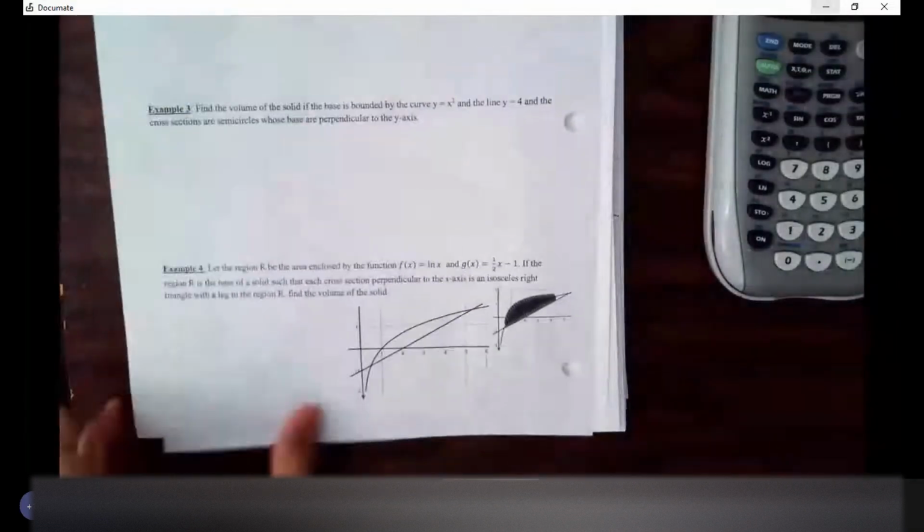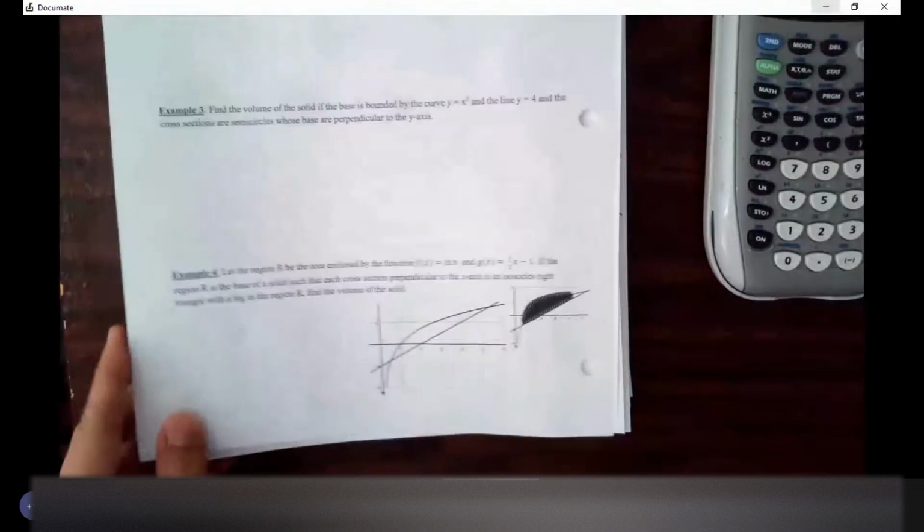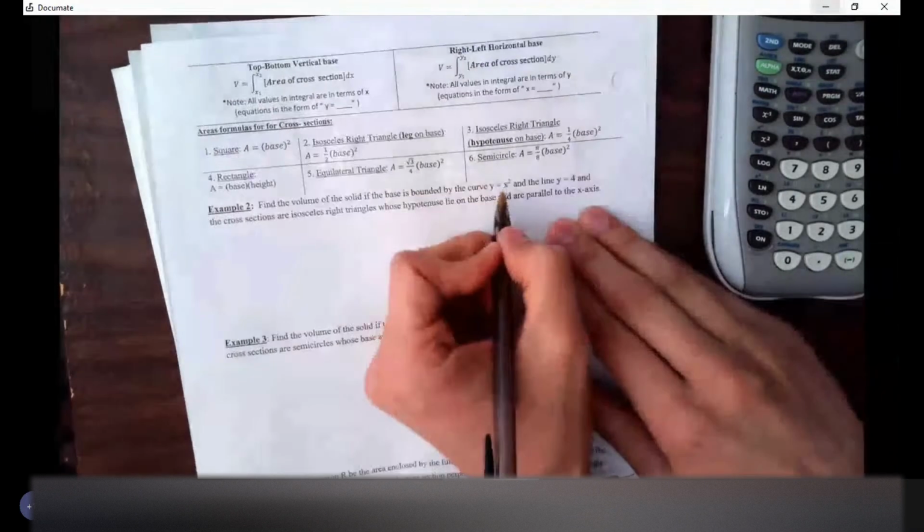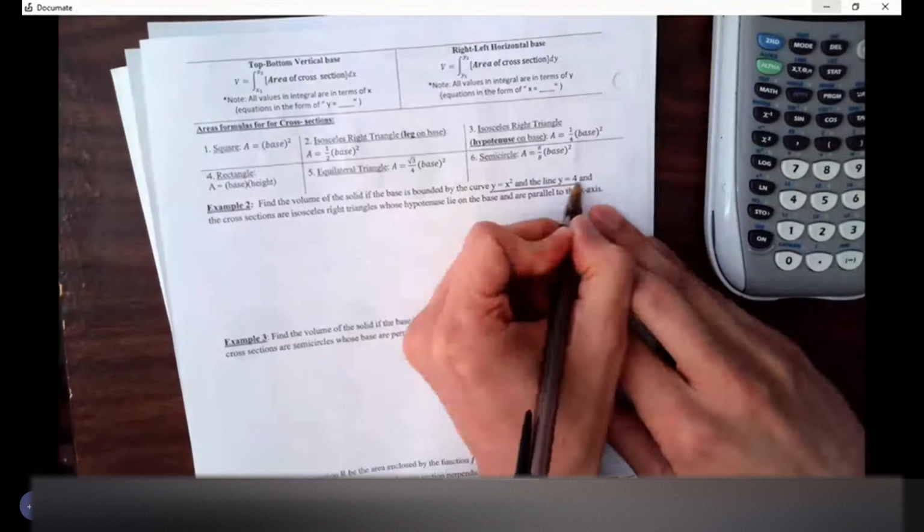All right, let's go to the back page. All right, example 2. Find the volume of the solid if the base is bounded by the curve y equals x squared and the line y equals 4. And the cross sections are isosceles right triangles whose hypotenuse lie on the base and are parallel to the x-axis.